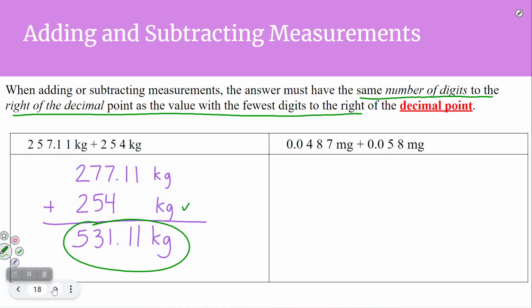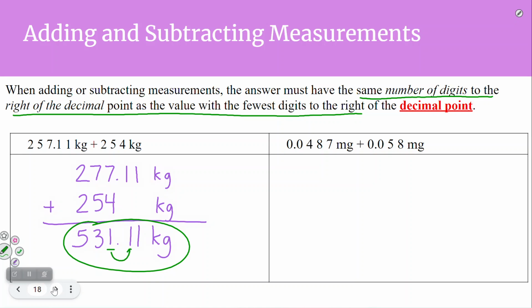How many digits are there to the right of the decimal there? None, right? So that means your answer here is not allowed to have any digits to the right of the decimal, because it is being limited in its precision by the 254. So what we have to do is round this right here, because that dictates the correct number of digits to the right of the decimal that I'm allowed to have.